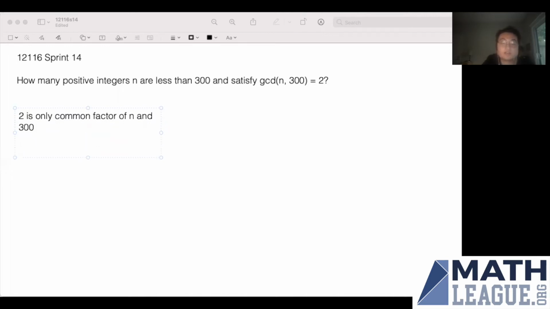So we can go ahead and write n equals 2k for some integer k, for the time being. So then k must be relatively prime to 300. In other words, GCD of k and 300 has to be equal to 1. Remember that relatively prime means that the GCD of those numbers is 1.